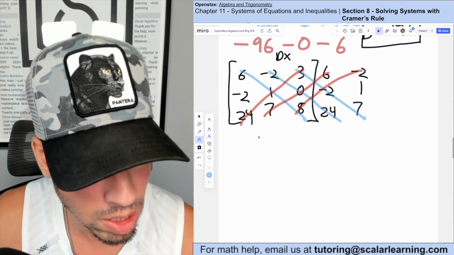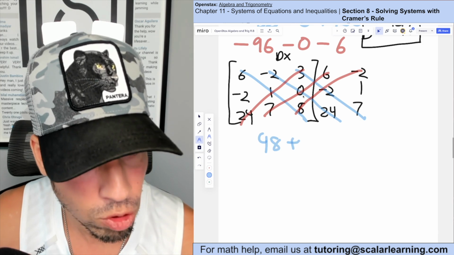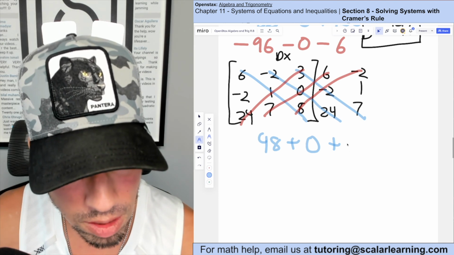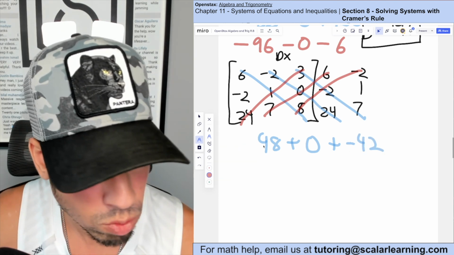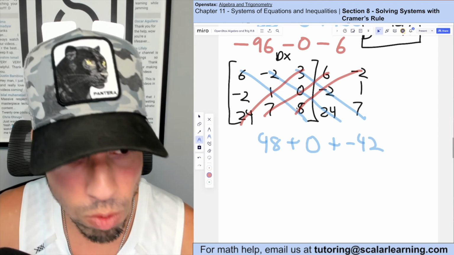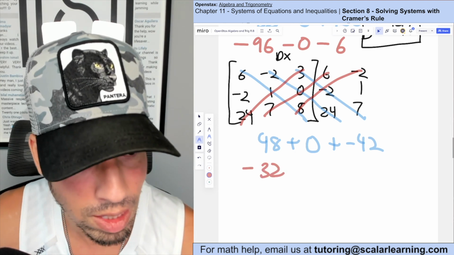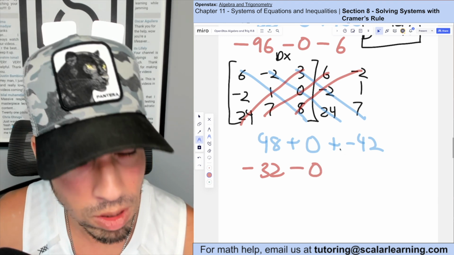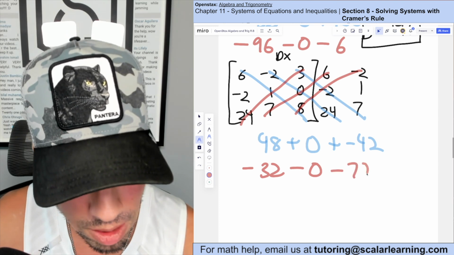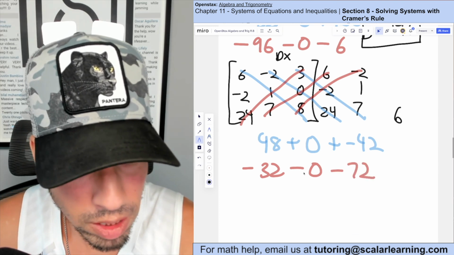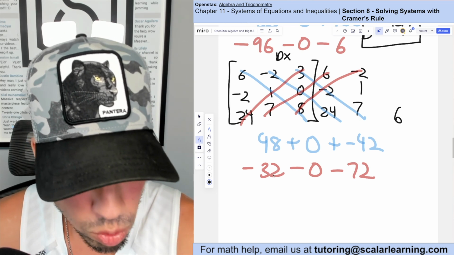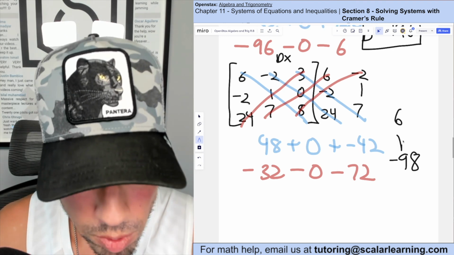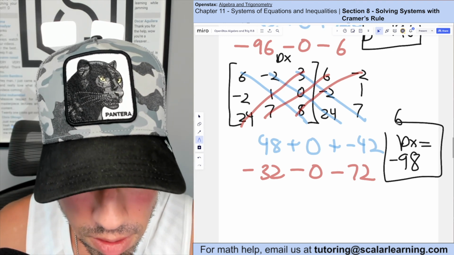So we got 6 times 1 times 8 is 48, plus negative 2 times 0 times 24 is 0, plus 3 times negative 2, negative 6 times 7 is negative 42. Now the red products, that's negative 2 times negative 2 is 4 times 8 is 32, but we're minusing it. That's going to be a 0. And then 3 times 1 is 3 times 24 is 72, and we're minusing that. So we got 48 minus 42 is 6, minus 32 is negative 26. Minus 72 is negative 98. So we say dx is negative 98.